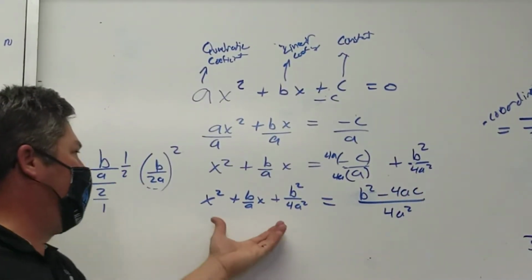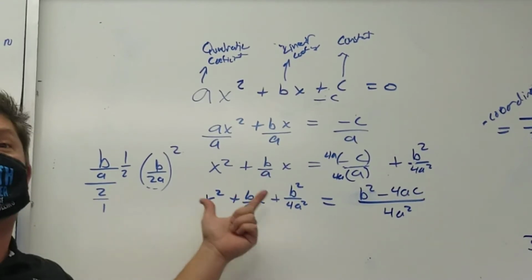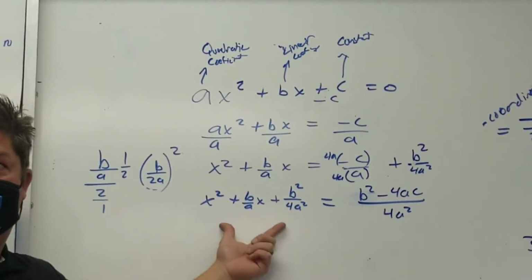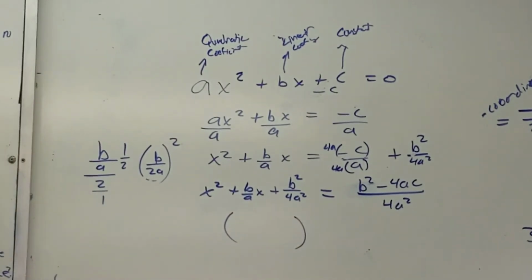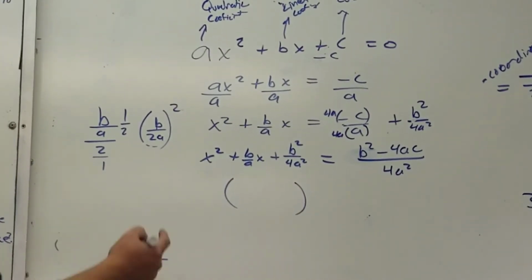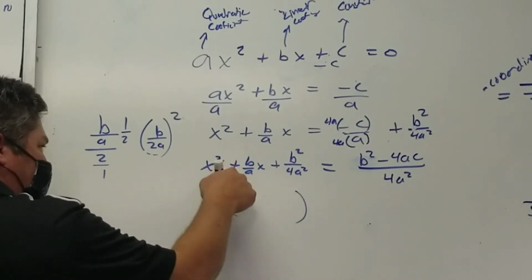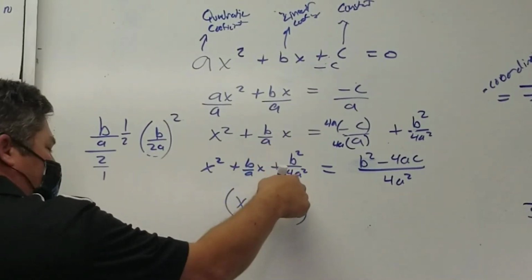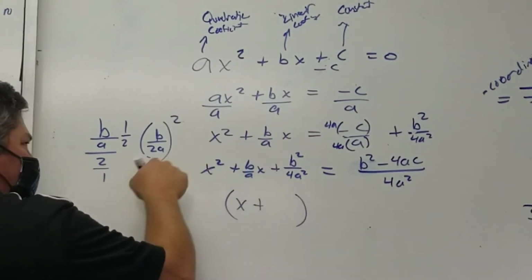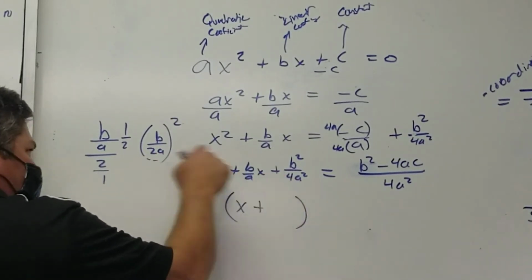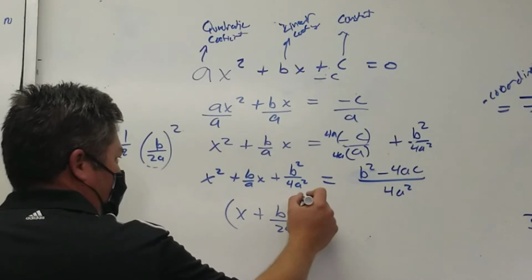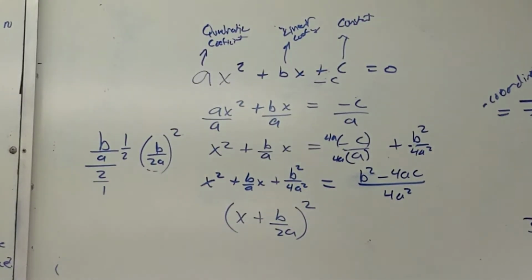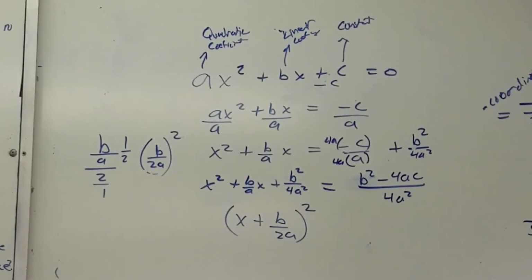Okay, now I'm ready to put this side in one set of parentheses. That's why I complete the square, is to put this side in one set of parentheses. What's the one set of parentheses here? Square root of the first term, sign of the middle, square root of the last term. What's the square root of this term? 2a. And then the whole thing is what? Squared. Now I didn't add or subtract anything from the other side.